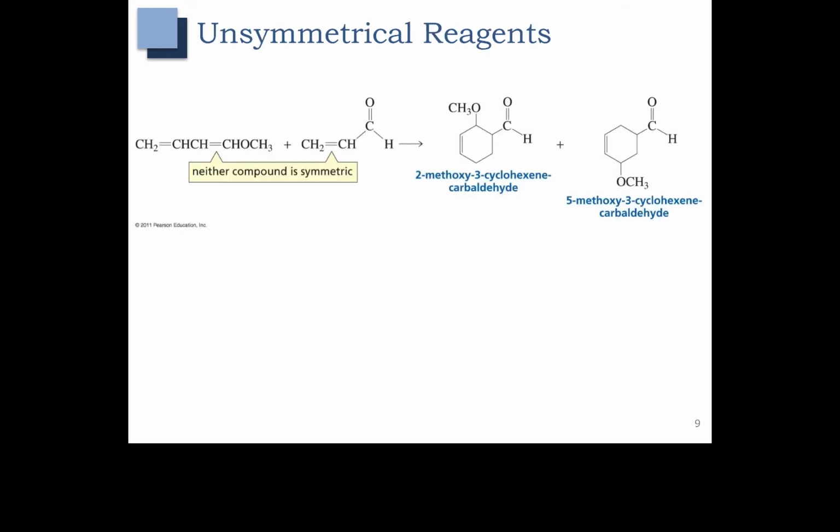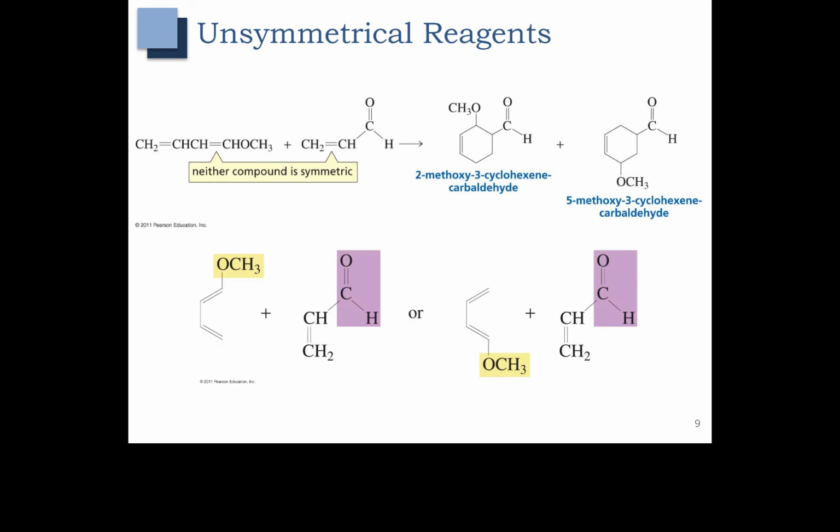All of the examples we've seen so far have been symmetrical, meaning that we don't have to worry about mixtures of diastereomers or mixtures of regioisomers in our products. Now let's look at an example with unsymmetrical reagents. Notice here that we have an ether attached to our diene and an aldehyde attached to our dienophile, and that means that we can potentially get 2 products. And this is where we have to figure out which product is preferred.